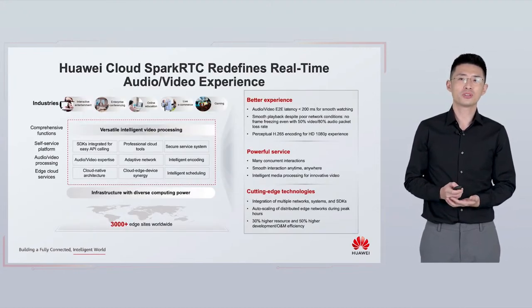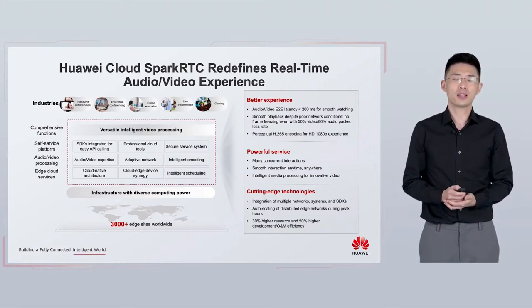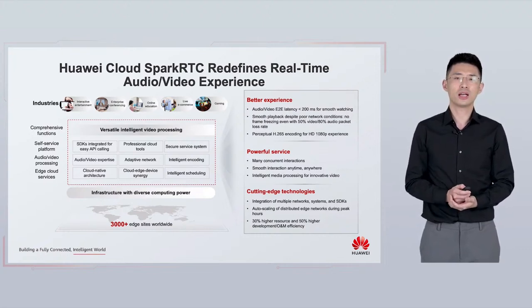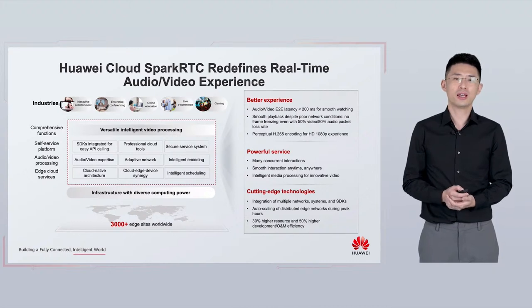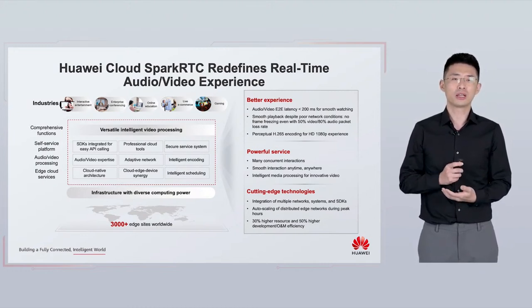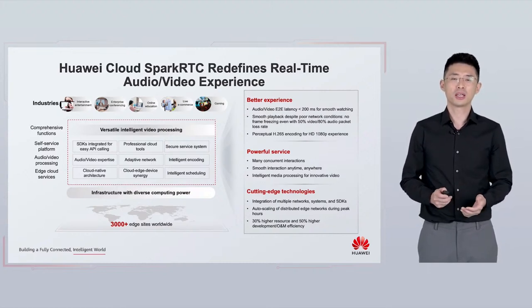Huawei Cloud Spark HDC redefines real-time audio and video experiences. On the left, we can see Spark HDC can be used in different industries, such as education, entertainment, and online conferences. In our infrastructure, we have 3,000 edge sites all over the world, and we have infrastructure with diverse computing power in different regions, like Singapore, Thailand, and Hong Kong. With these regions, we can build our origin server, which can enable some features and functions. With the infrastructure and the origin server, we can provide a better experience, which can lower the audio and video end-to-end latency to 200 milliseconds. We can also provide powerful services, which can enable concurrent interactions and a smooth interaction anytime and anywhere. They also provide cutting-edge technologies, which can lower cost by 30% and improve operation efficiency by 50%.